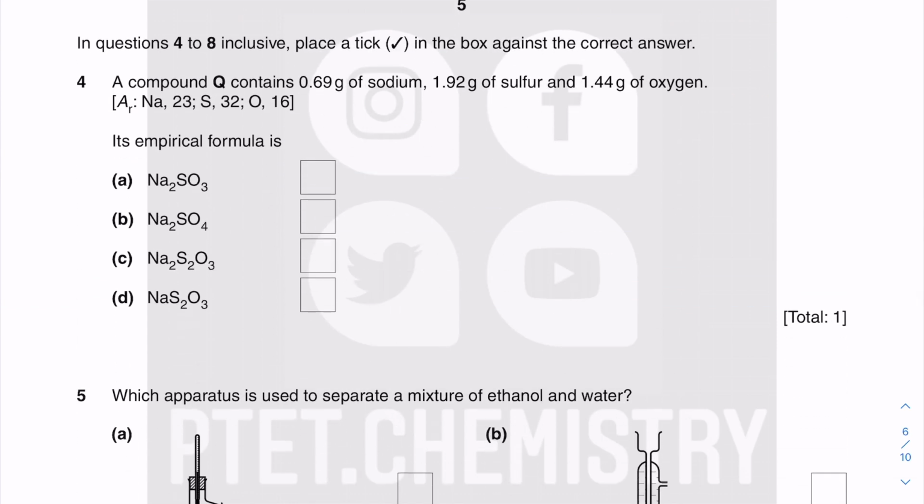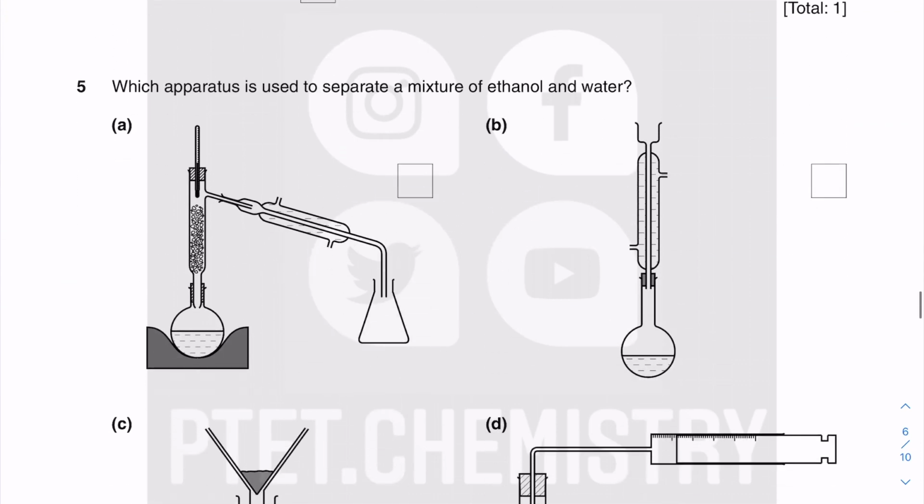All right, just very quickly, question 4 is not relevant here. We are looking at question 5. This is a multiple choice question. We want to separate a mixture of ethanol and water. This is a very common type of question, ethanol and water. They mix well.